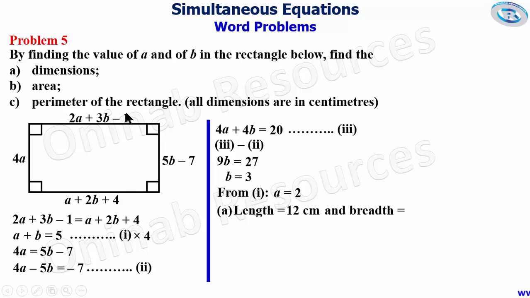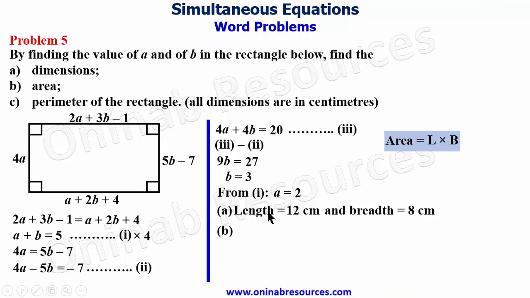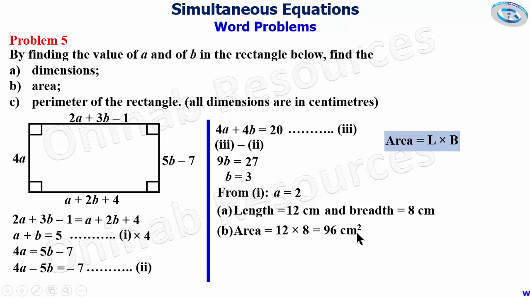For the breadth, we can just choose one. For your information, even if you substitute a and b here, you still get 12. So for the breadth, we are going to have 4 times 2, which is equal to 8 centimeters. So we are done with a. We go to b. For b, we are to find the area. Remember, the area of the rectangle is length times breadth. So we have our area equal to 12 times 8, and that gives 96 square centimeters.